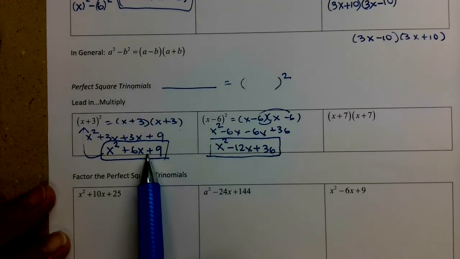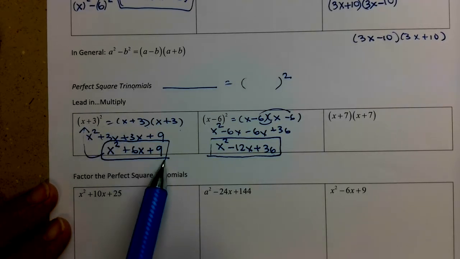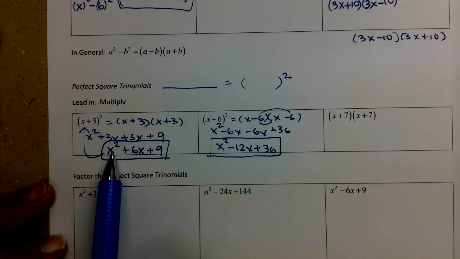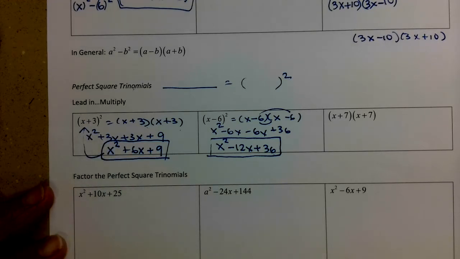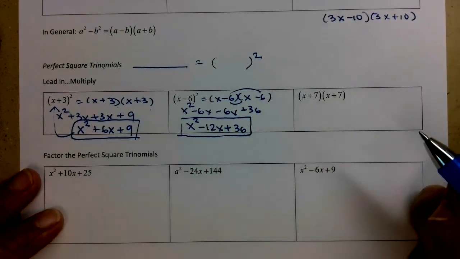So does that work for the one we did before? So x plus 3 squared, the 9 is 3 squared. 6x is 2 times 3 times x. Okay, that's true. X squared, okay, that's true. Let's do our last one. X plus 7 times x plus 7. What does that one turn out to be?